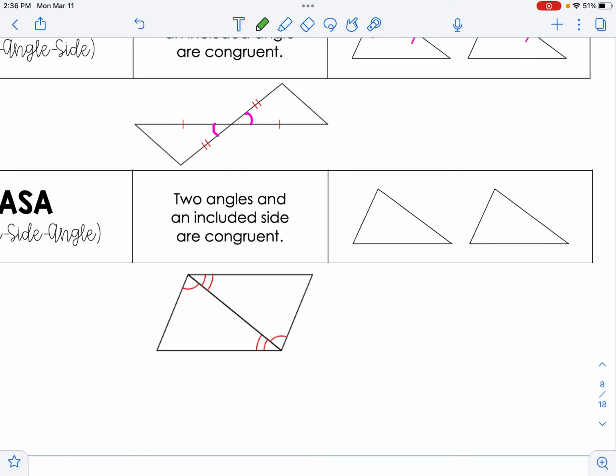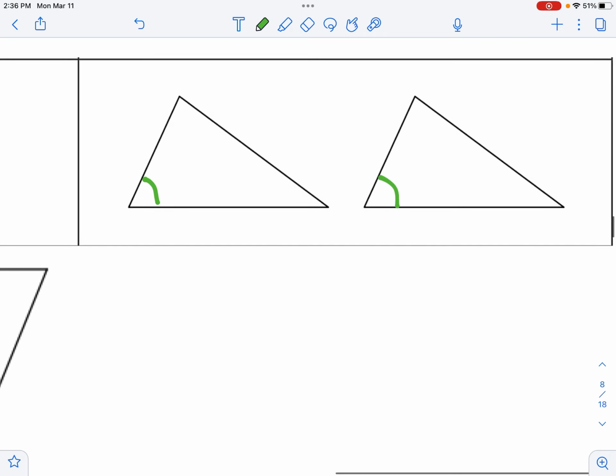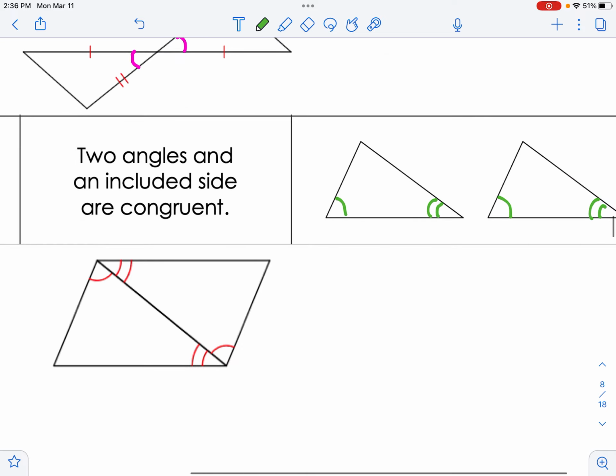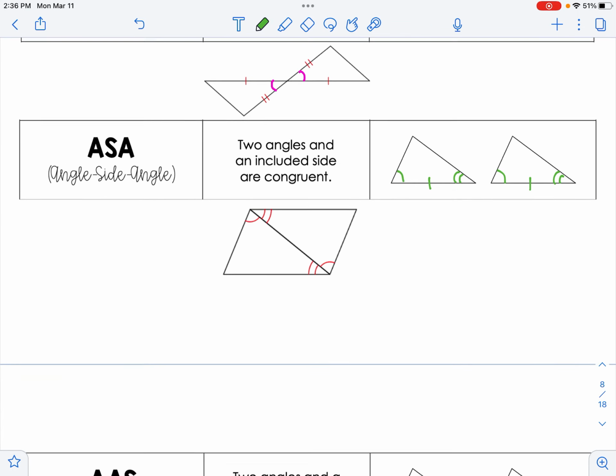So let's say this angle and this angle, and then this angle and this angle. We know we got two. So that means the side, based on angle, side, angle, would have to be in between the two angles, always. So in order to use angle, side, angle, the side has to be included or inside the two angles.